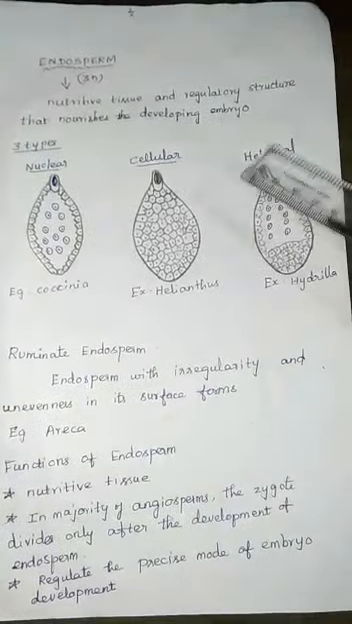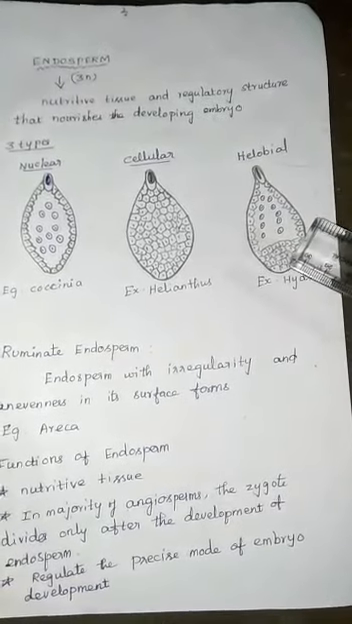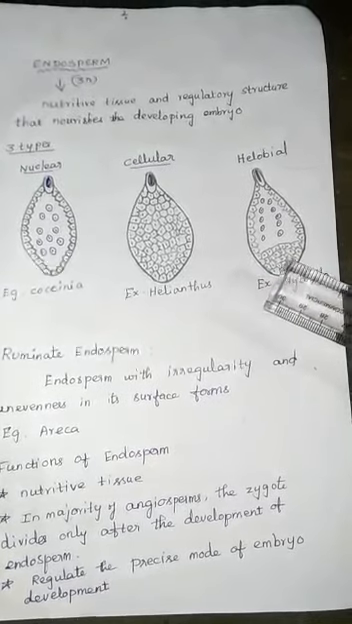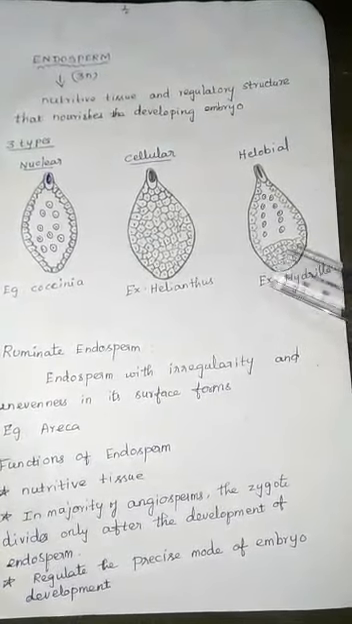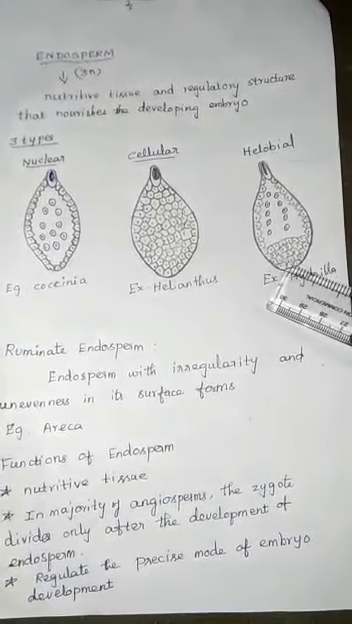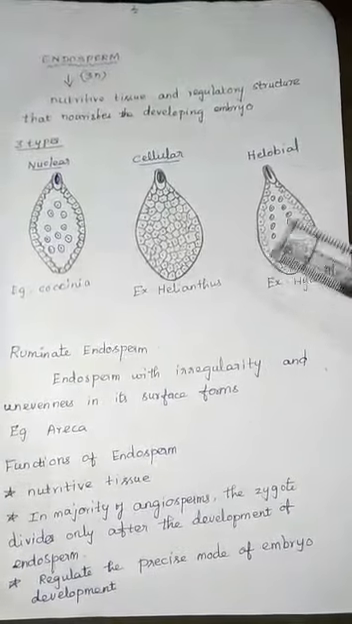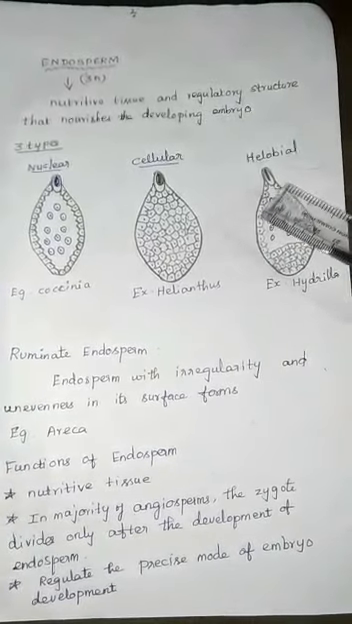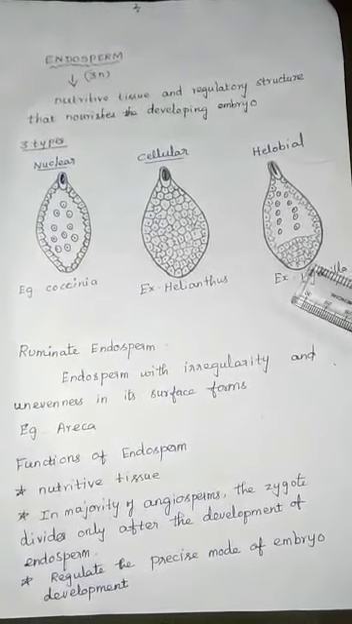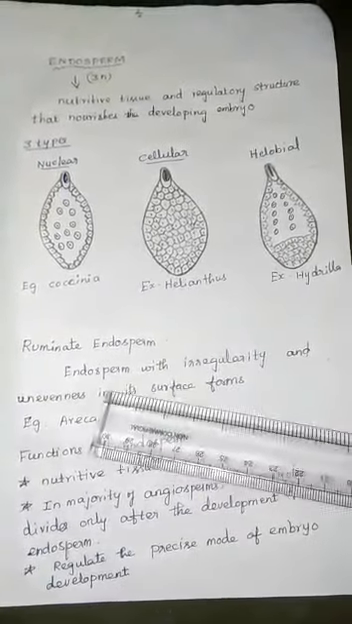Next one, helobial. Here the primary endosperm nucleus moves towards the base of the embryo sac and divides into two nuclei. Cell wall formation takes place, leading to the formation of a large micropylar part and a small chalazal part. The micropylar part will divide and several free nuclei will be formed, but the chalazal part may divide or may not divide. Example, hydrilla.